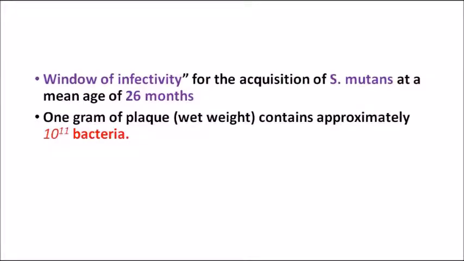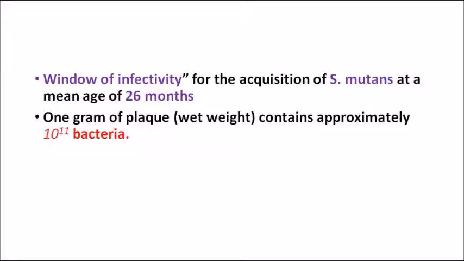Now, the microorganism of interest to a dentist, S. mutans, which is a causative agent of dental caries. When is this colonizing the oral cavity? Again, an important question for you. The window of infectivity for acquisition of S. mutans is 26 months. So, the S. mutans window of infectivity is 26 months.